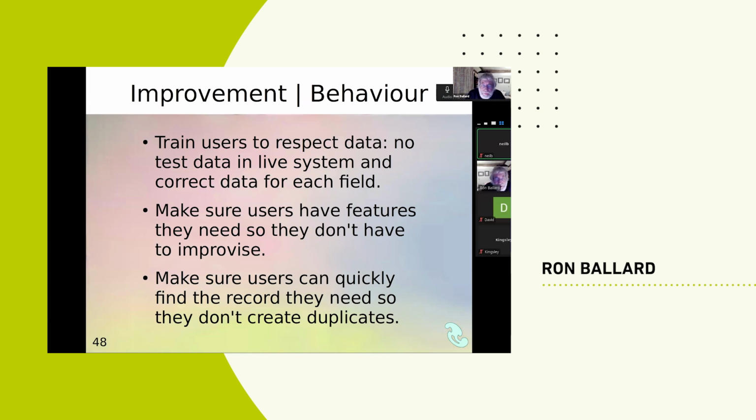I mentioned training users to respect data. No test data in the live system. You see this all the time. And correct data for every field. That means as developers, we have to make sure that the users have the features they need so they don't have to improvise. Normally, if they put rubbish in, it's because they need to record that, and there's no way for them to do it that's defined in the system. The other thing is to make sure that users can quickly find the record they need so they don't create duplicates. That quite often happens where they can't find the contact's details, so they create another one.